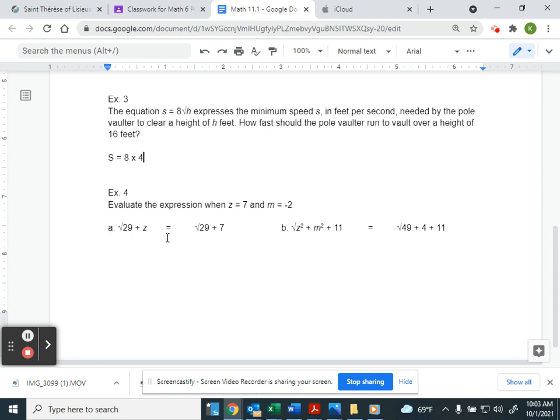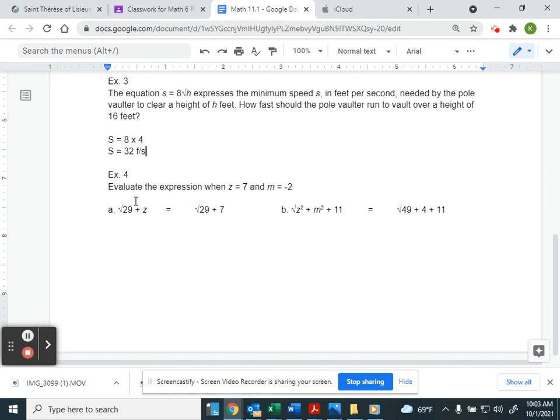Now we have some examples. So you should have written down on your paper so you remember how to do this equation. You're going to see stuff like this in today's work. So you should know that S equals 32 feet per second. So that would look like feet per second would be our label.